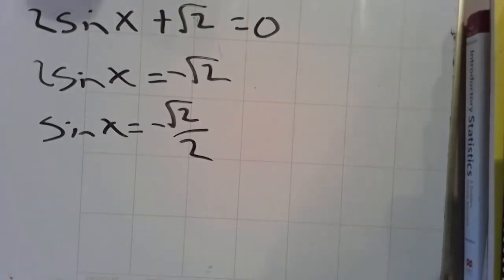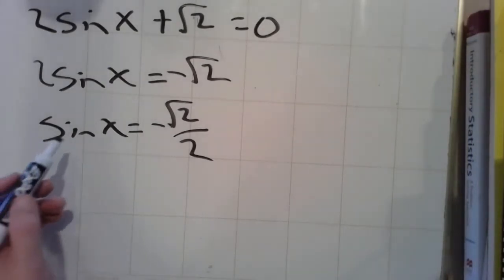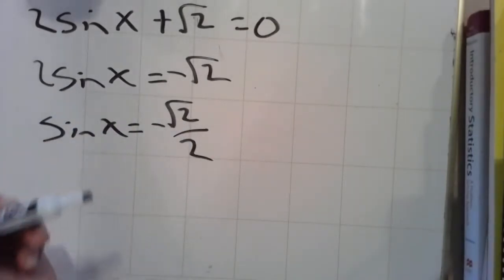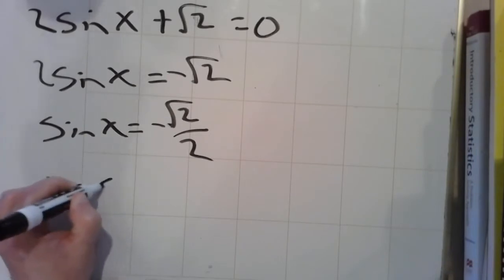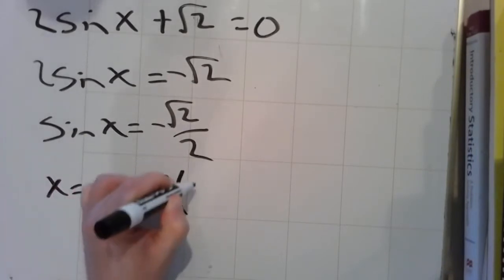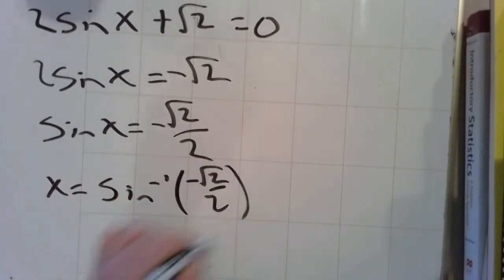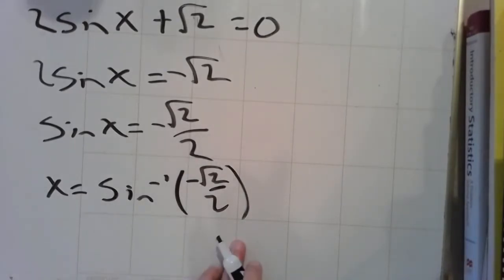Now remember, I can't just type this in my calculator and do an inverse sine. First off, I want exact answers. My calculator won't give me exact answers. Secondly, I need all the answers. Even if I said x equals inverse sine of negative root 2 over 2, that would only give me one possible answer, and there are an infinite number of answers.